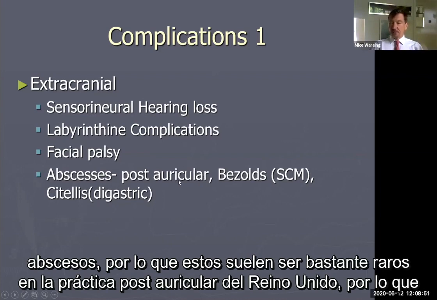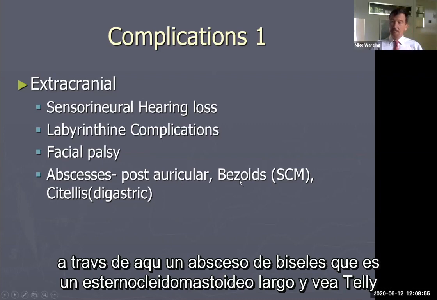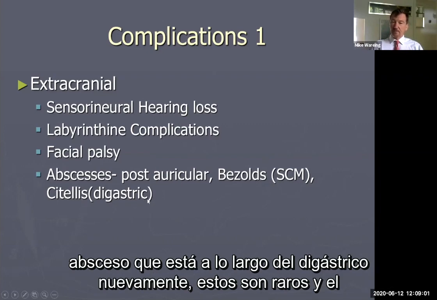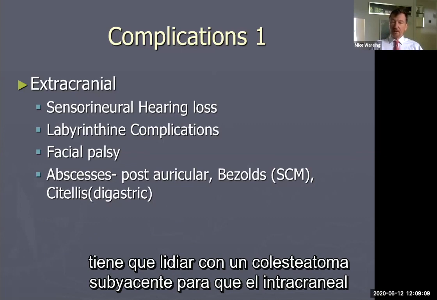Postauricular, so behind the ear, the cholesteatoma can actually erode out through here. A Bezold's abscess, which is along sternomastoid, and Citelli's abscess, which is along the digastric. Again, these are rare, and the treatment for this is probably to drain the abscess, but also you're going to have to deal with an underlying cholesteatoma.